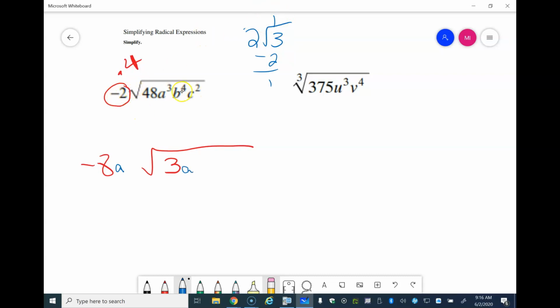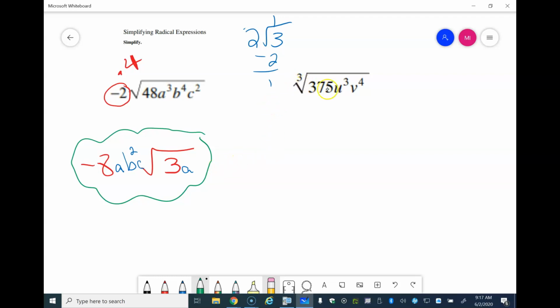Same thing here, 2 goes into 4 two times, but there's no remainder. So that means I'm going to have b squared, and there'll be nothing on the inside here because there's no remainder. And then c, 2 goes into 2 one time, so there's no remainder. So I'm going to put just my c out here, and then there's nothing left inside. So this will be my final answer for this problem.